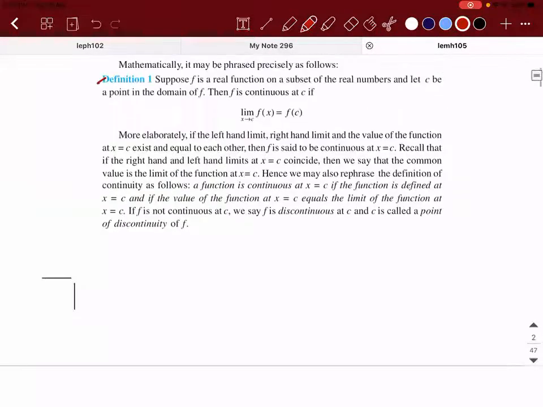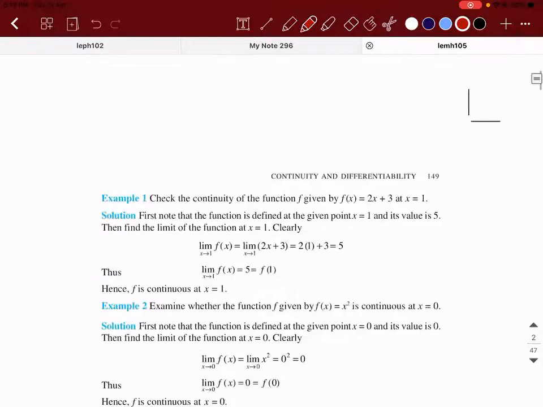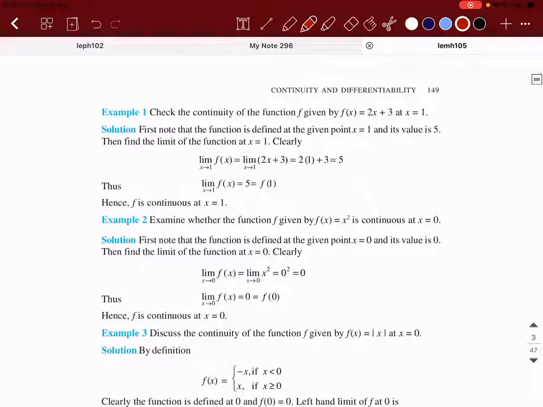Because there will be some cases where you will be asked to find the point of discontinuity. So how will you know without the domain knowledge? So shall we do some example and see? Check the continuity of the function f given by f of x is equal to 2x plus 3 at x is equal to 1. So read the question carefully. What is it trying to say?